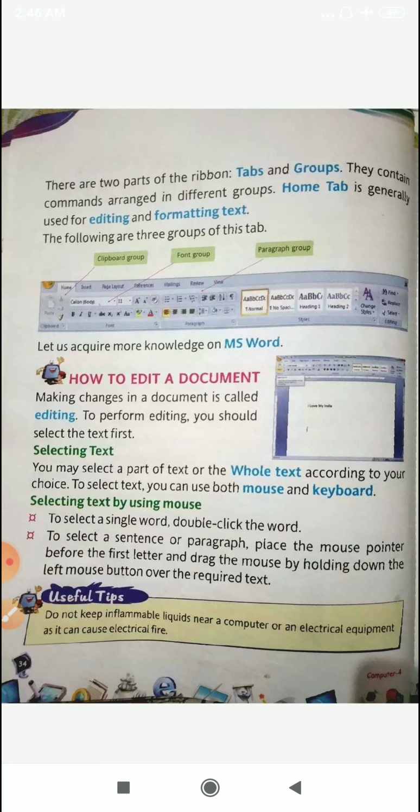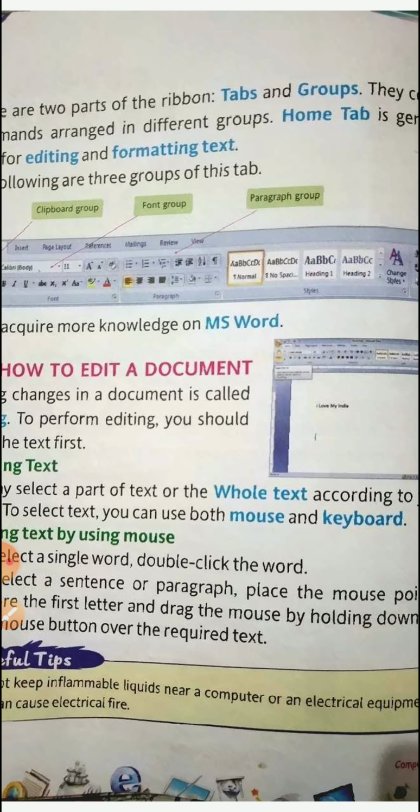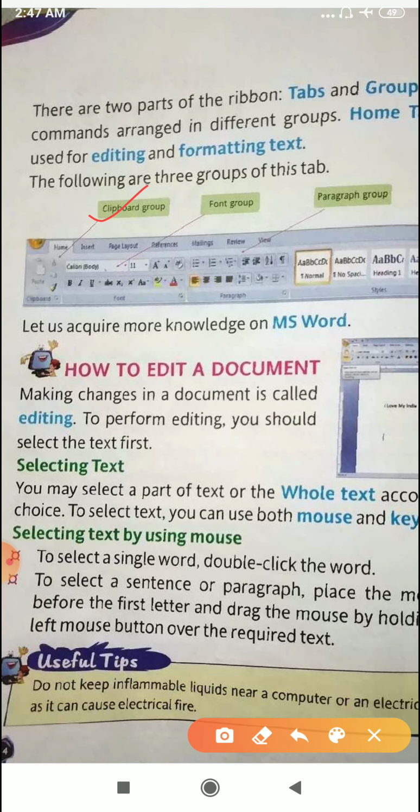Editing: when we are making changes in a document, that is called editing. Formatting: when we are making our text attractive. As you can see in the picture, the clipboard group is given here, the font group is given here, and the paragraph group is also given here. These three we are also going to discuss in this chapter.